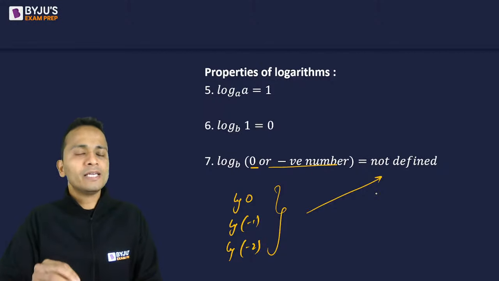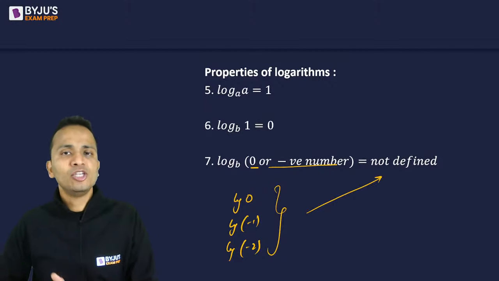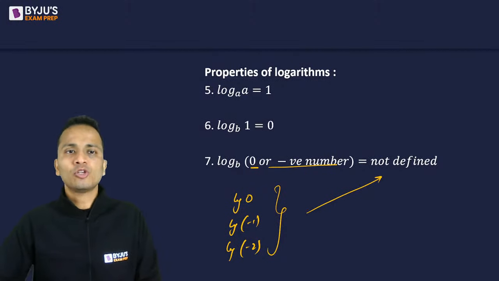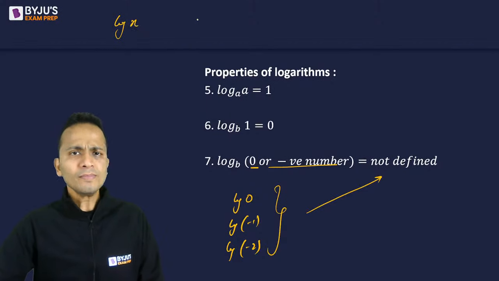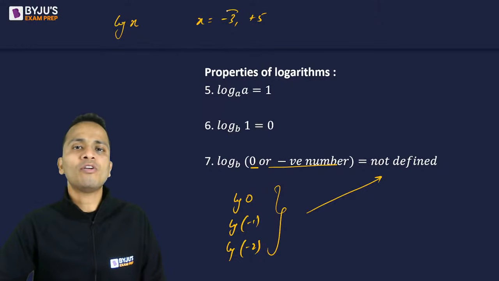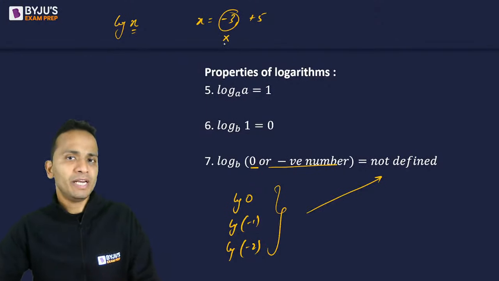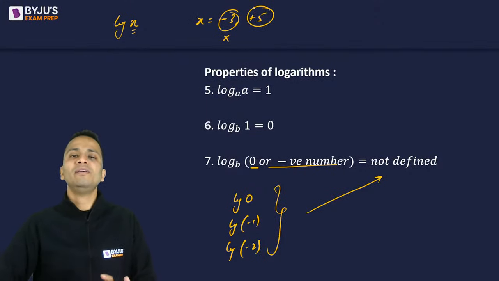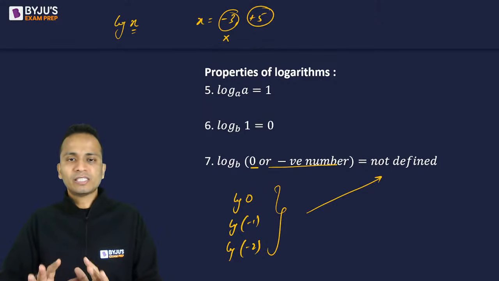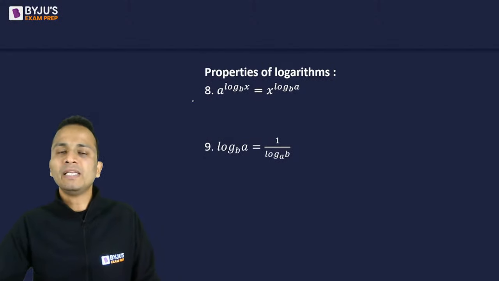Okay. So log is defined only for positive values of x. Log x is defined only for positive values of x, right? So if you have any expression log of x, and I'll say that x is equal to -3 or +5. So log of x, log of -3, since it is not defined, the value of x which is equal to -3 will be eliminated, will be rejected, and we will have only one value of x, that will be +5. Okay, right? So this is the next property. Now let's move on and look at the next set of properties. Property number 8.